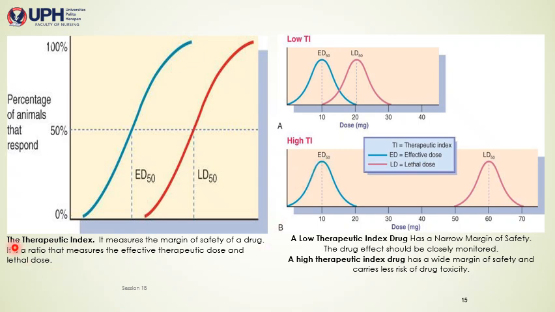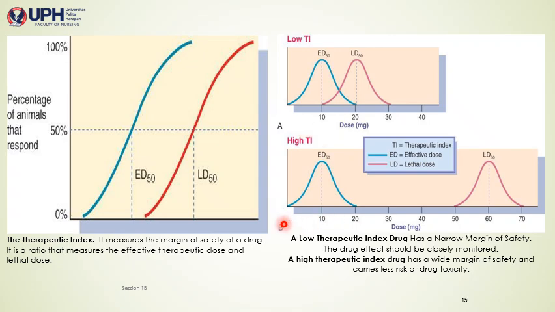Now we learn about the therapeutic index. The therapeutic index is the measure of the margin of safety for a drug. It is actually the ratio that compares the effective therapeutic dose and the lethal dose. So the therapeutic index is this one. This is the effective dose 50, and this is the lethal dose, where it's too much and causes harm. And then we also have drugs with a low therapeutic index. So this is a low therapeutic index. And then we have drugs with a high therapeutic index. So this is the high therapeutic index dose.